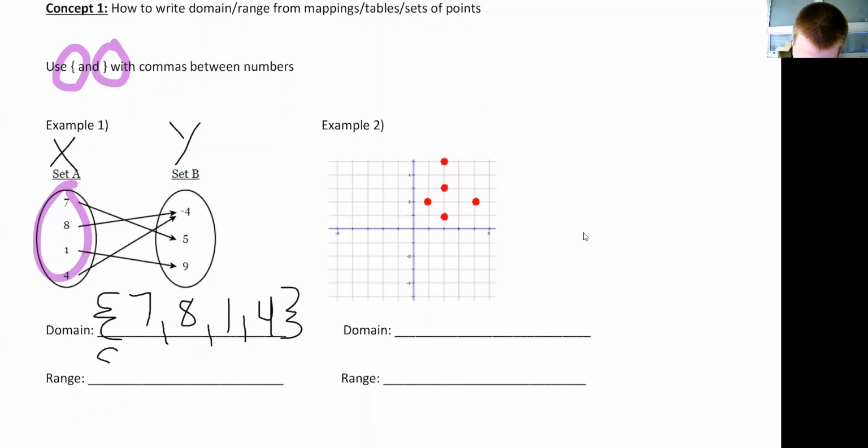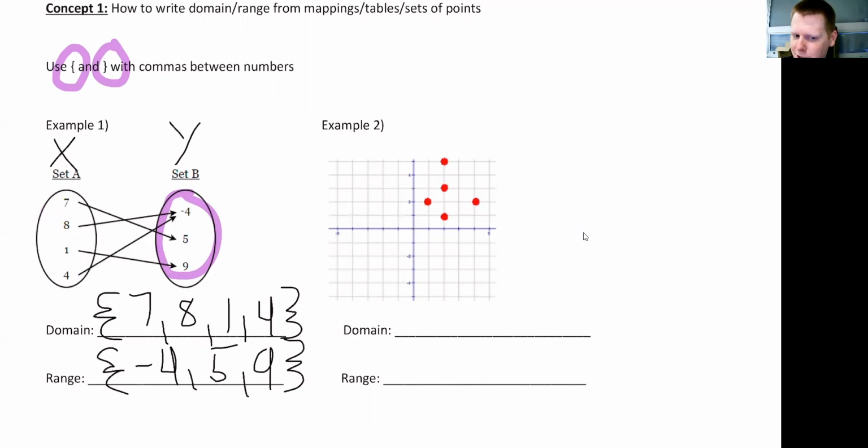Range, very similar idea, except we're going to be looking at our second oval here, because remember, those are our y values, and we just list them as they're given. So we have a -4, we have a 5, we have a 9, and we put another squiggly bracket. And that's our range. Those are all our outputs or all our y values. So not too bad when you have a map.